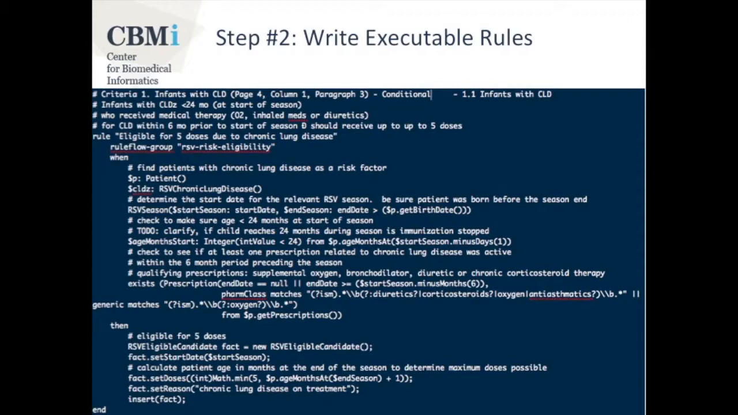But it takes work to actually take these guidelines and create software that mimics or implements these recommendations in an electronic health record. If you look closely, you can see things like, oh, right, here we're talking about an integer interpretation of age at month start being less than 24. But this is not something you put in front of a clinician to understand. This is work that needs to be done by experienced programmers with guidance from domain experts.